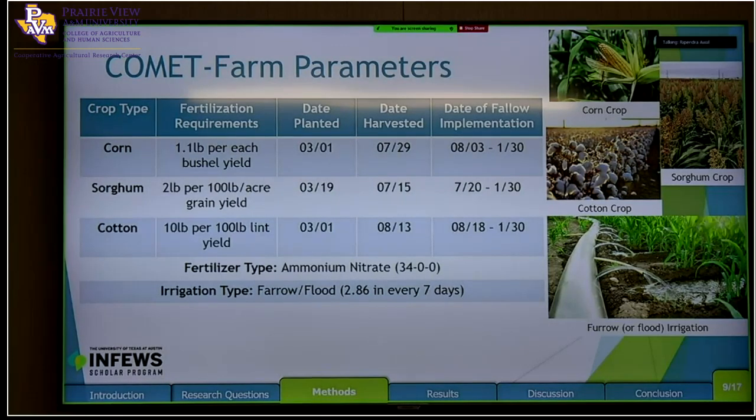The fertilization type that I used is ammonium nitrate, because I saw in some literature that nitrogen is very important for fertilization. And the irrigation type, because we're in the Rio Grande Valley, is furrow or flood irrigation, and they use approximately 2.86 inches every 7 days. That's an input. And these are just figures of corn, sorghum, and cotton in case you had never seen them before, and this is an example of what furrow irrigation is.